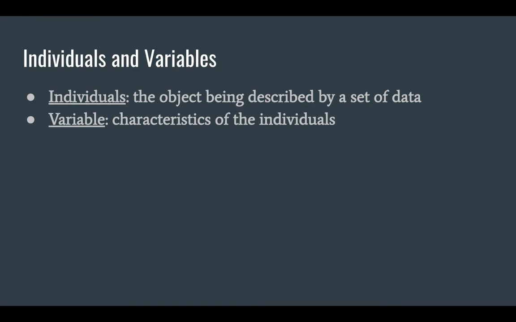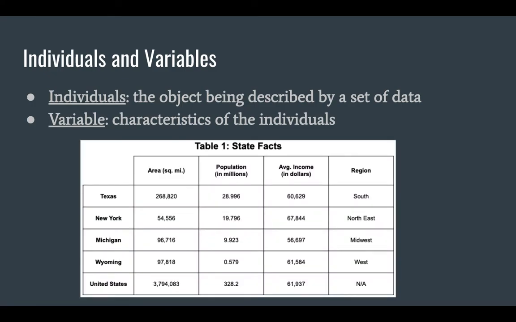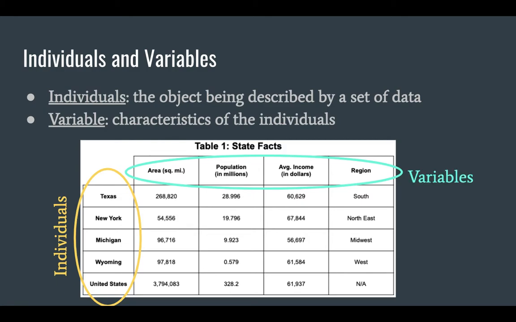So let's look at one of our examples from the homework. It was the first table. It's got some states, and we actually included the United States in there. And then we've got some facts about those states. So in this table, our states and the United States, those geographic locations, one might say, are our individuals. We're describing Texas based on the variables area, population, average income, and region. We're describing New York and Michigan and Wyoming and the United States based on these variables that we're given.